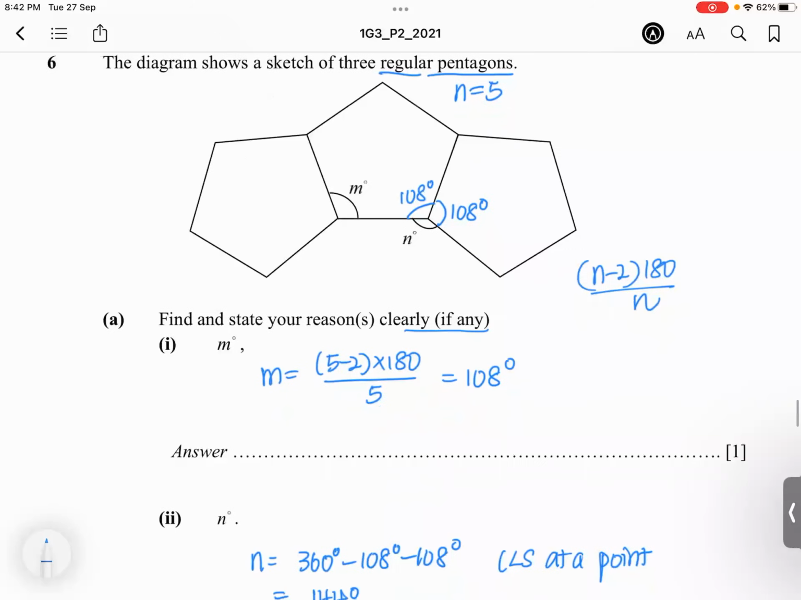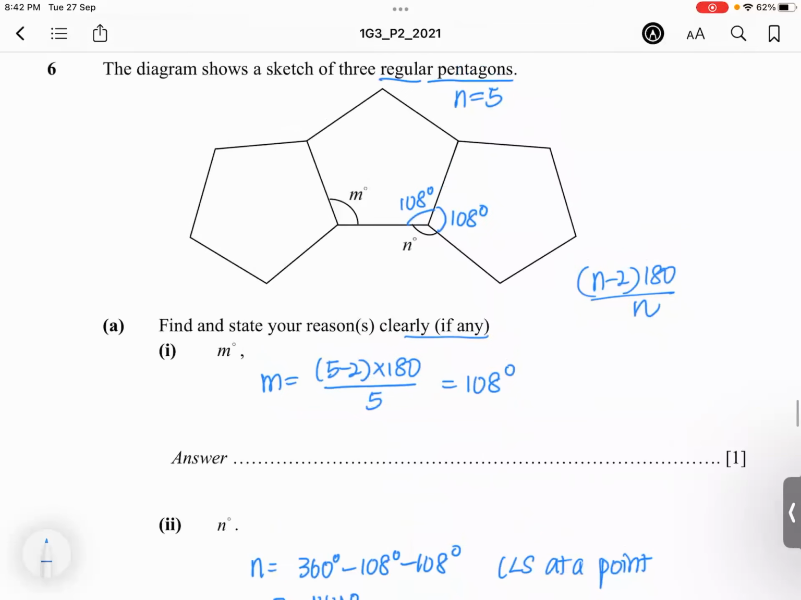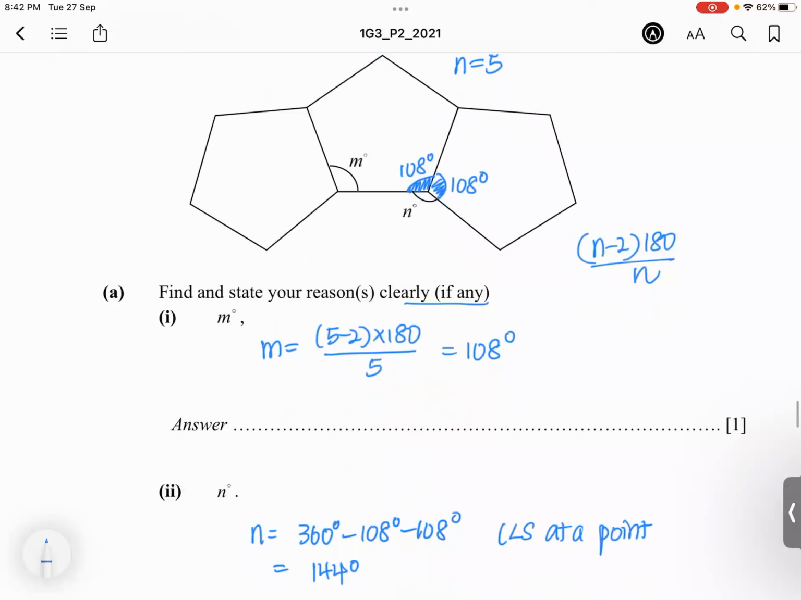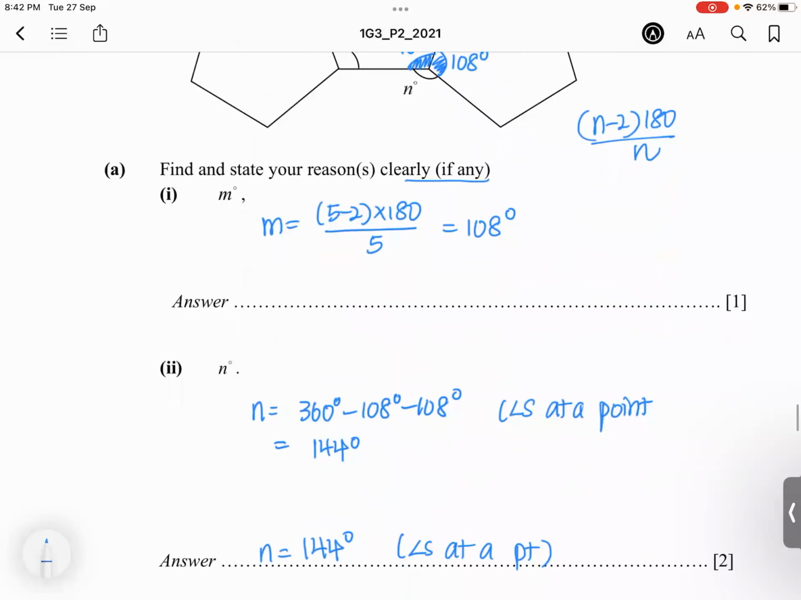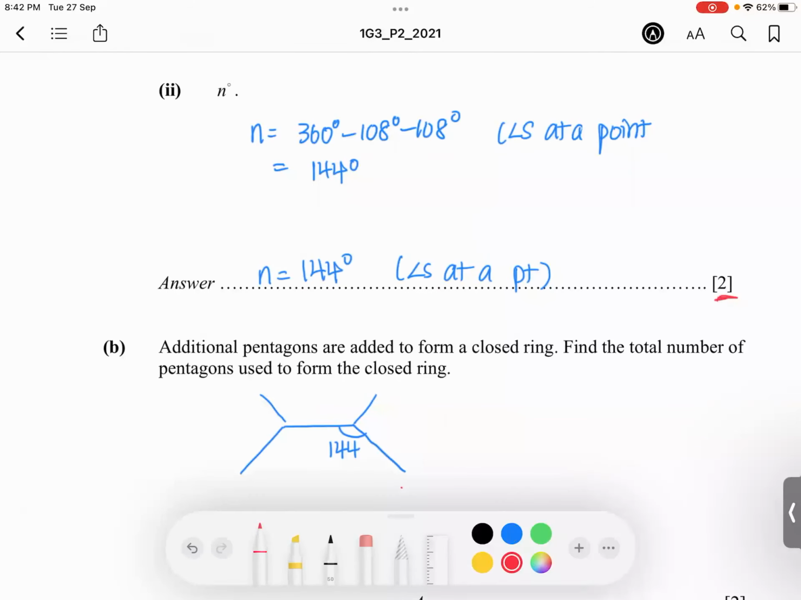Now, this is 108, this is also 108. That means I want to find n. That will give me 360 minus 108, minus 108, that will give me 144. Angles at a point. Question, 2 marks. What do you think the 2 marks are for? 1 mark is for the reason. No reason, minus 1 mark.